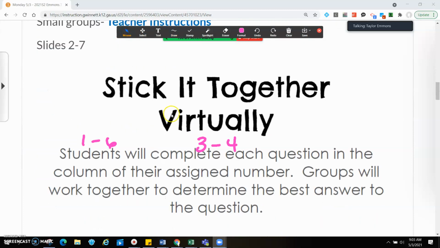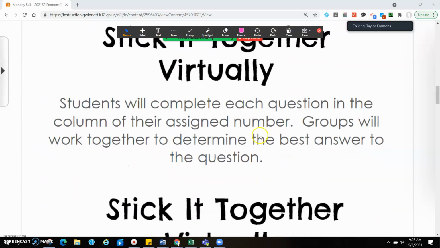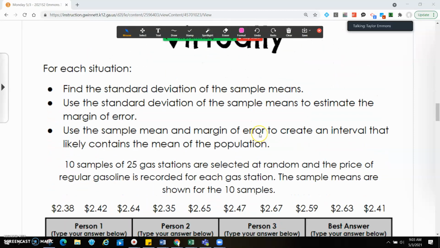Okay, so let's actually get into the information for today. For each situation, you're going to find the standard deviation of the sample means. Use the standard deviation of the sample means to estimate the margin of error. Use the sample mean and margin of error to create an interval that likely contains the mean of the population.